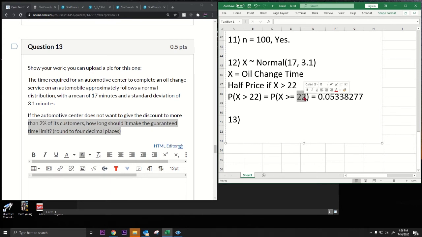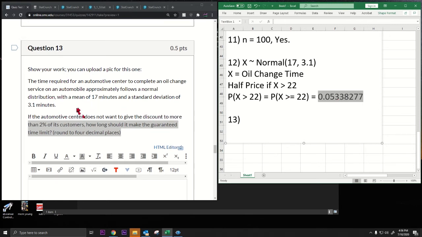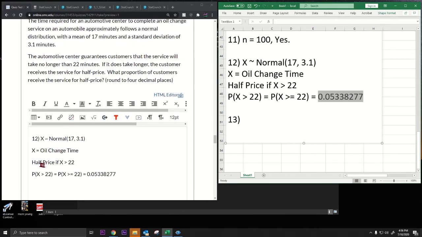We're guaranteeing that it won't take longer than 22 minutes, but that guarantee means that 5.3% of people are going to have to get the what? Is it half price? Yeah, I think so. Where does it say? Yeah, half price if it takes longer than 22 minutes. So we don't want 5% of people to get that half price, right? Because we're losing a little bit of money there. So we're like, you know what? Let's only make 2% of people get that discount.